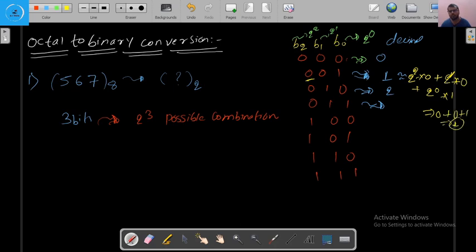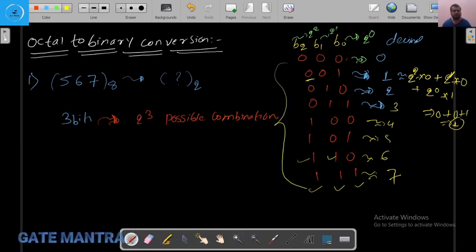Similarly, 0 into 2 to the power 2 is 0, 1 into 2 to the power 1 is 2, and 1 into 2 to the power 0 is 1. Then 2 plus 1 equals 3. Similarly 4 plus 0 plus 0 is 4, 4 plus 0 plus 1 is 5, 4 plus 2 is 6, and 4 plus 2 plus 1 is 7. So for 3 bits there are a total of 8 possible combinations, that is 2 to the power 3, and these are in decimal.